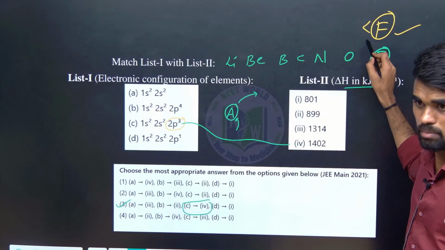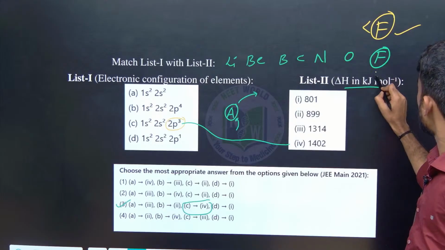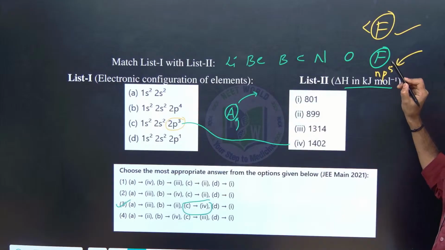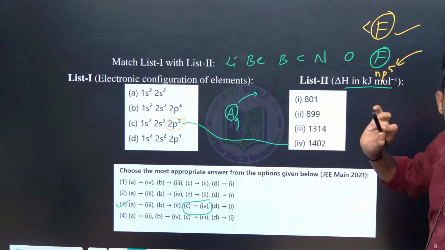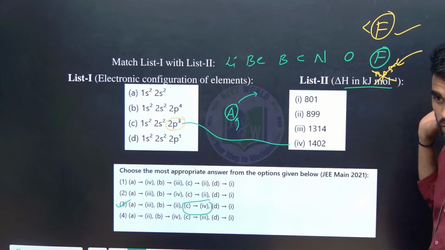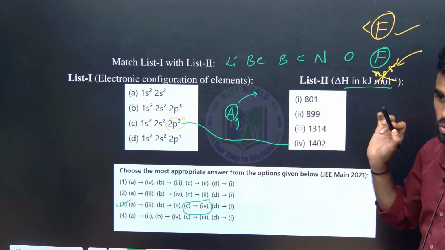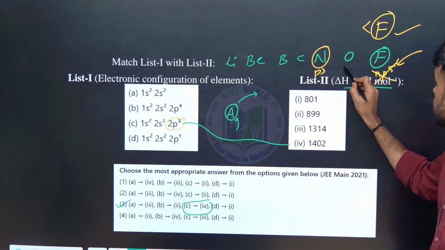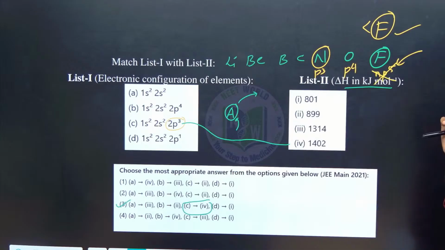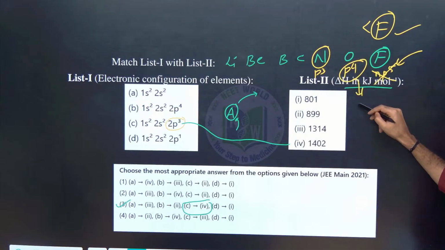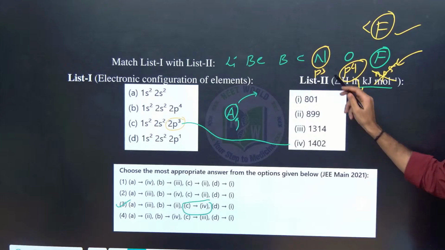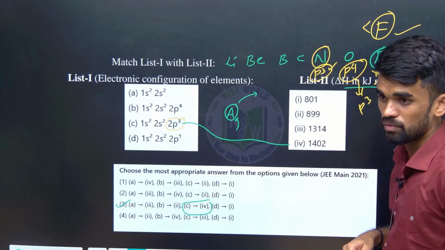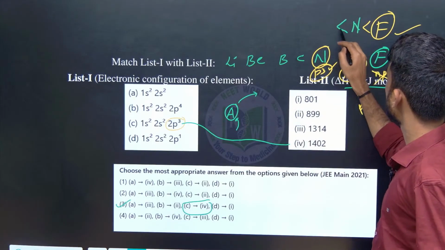Clear or not? Why am I writing fluorine is highest? It has 2p5 electronic configuration. By adding one electron it becomes stable, but by removing one electron it becomes unstable. Therefore it won't give up that one electron. It tries to gain the electron but not to lose the electron. Done? Next, for nitrogen we have p3, for oxygen we have p4. By removing one electron here it becomes half filled p3 configuration, but by removing one electron from nitrogen it becomes p2, which is unstable, since it is already in a stable half filled configuration. Therefore nitrogen will have more than oxygen.